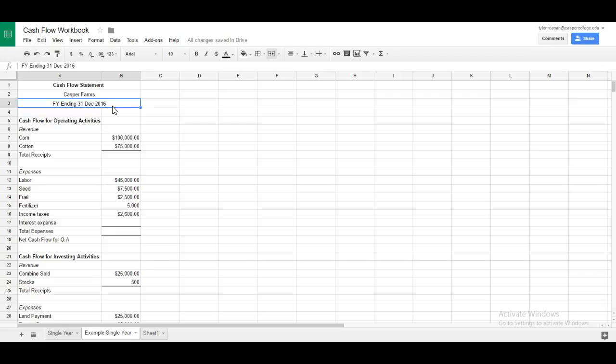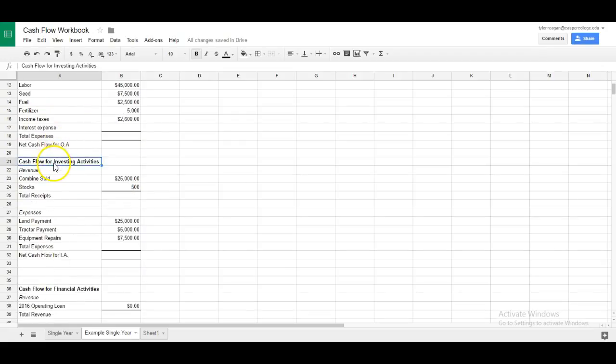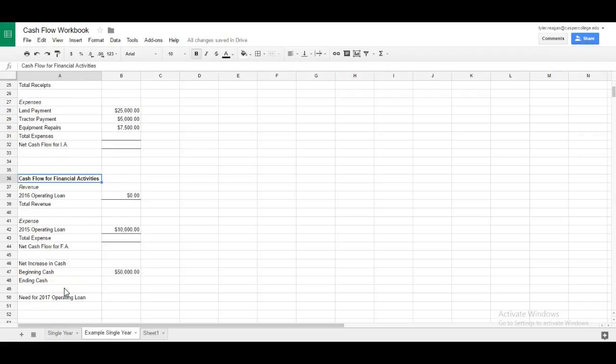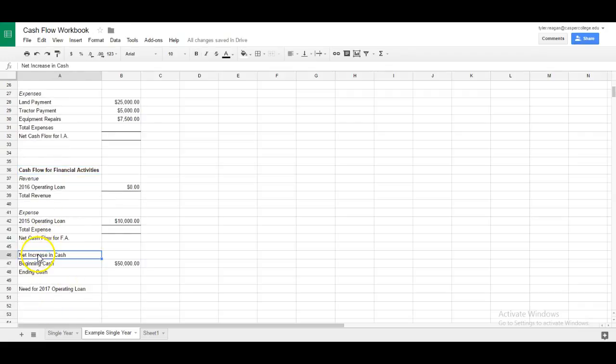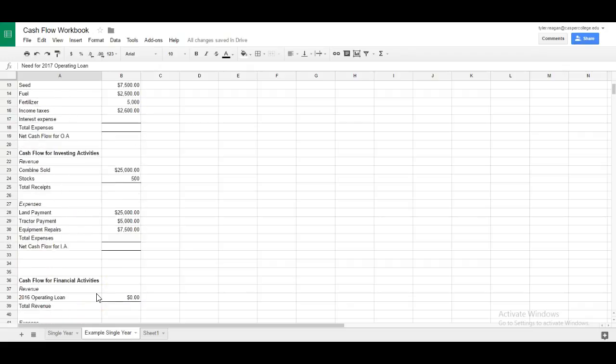So, now we're going to get into how you set something like this up in Excel. Where do you put certain things? How does it need to be set up? Well, as you can see, we've got the same three main things: cash flow from operating activities, investing activities, and financing activities. Down here we have net increase in cash, beginning cash, and ending cash. We have one additional thing, it says needed for 2017 operating loan, and we'll talk about that here in a little bit.